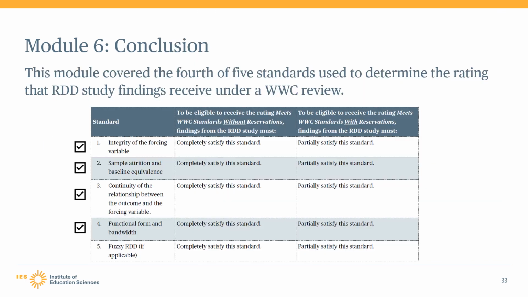Recall that there are 5 total standards that determine a study finding's research rating. You are now familiar with 4 of the 5 standards. For a study finding to receive a rating of meets WWC standards without reservations, the study must completely satisfy the Functional Form and Bandwidth Standard. For a study finding to receive a rating of meets WWC standards with reservations, the study must partially satisfy the Functional Form and Bandwidth Standard. A study finding that fails to satisfy the Functional Form and Bandwidth Standard will receive a rating of does not meet WWC standards.